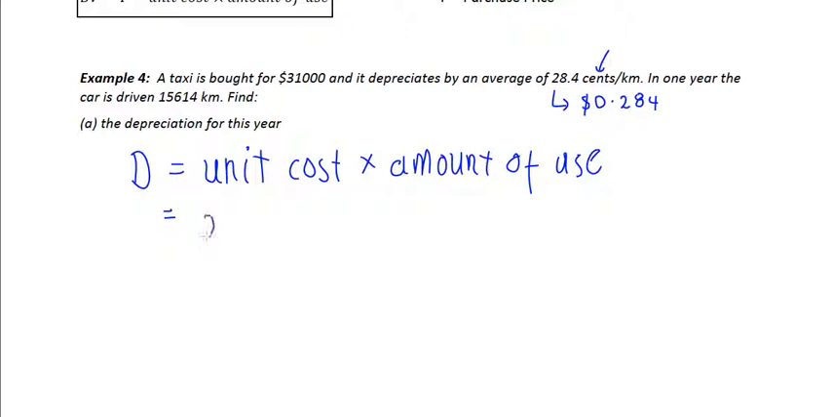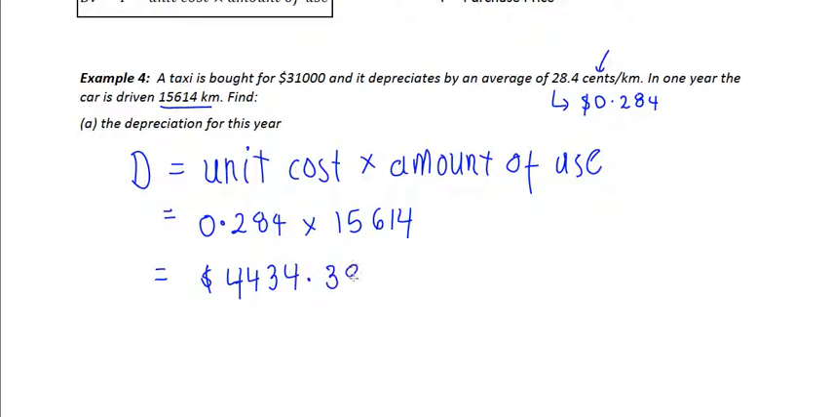So what we can do is take our unit cost and multiply it by how much it's been used. And if you have a look there, that is our amount of use, and therefore this is the amount of the depreciation. So all up, the value has dropped by that amount. The value of this taxi has dropped by $4,434 in that 1 year.